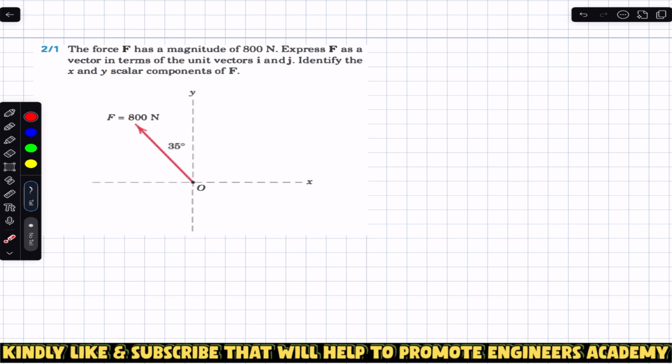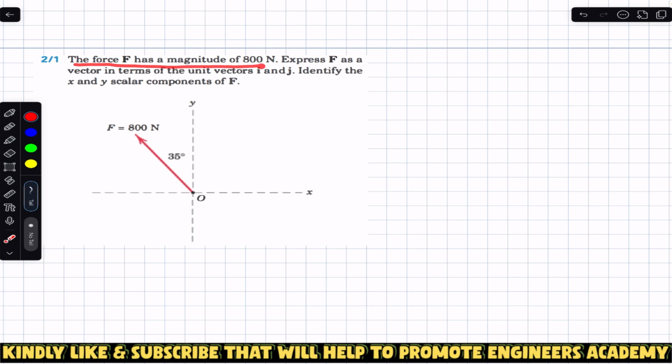It's the first problem of chapter 2, Engineering Mechanics: Statics by Meriam and Kraige, 8th edition. The problem says that the force F has a magnitude of 800 Newton. Express this force F as a vector in terms of the unit vectors i and j and identify the x and y scalar components of this given force.